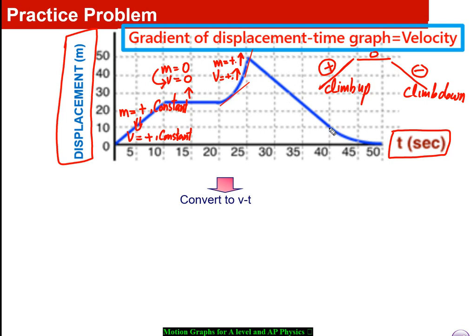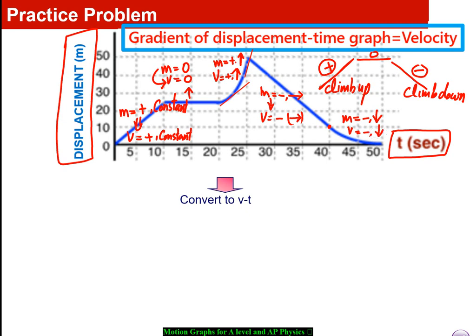Now the next part, you can see that until here this is a straight line. So first, what is the gradient of this one? The gradient is negative and constant. So how about velocity? The velocity has to be negative and constant. How about the last part? How about the gradient of this one? We can see the gradient is negative and decreasing, so velocity has to be negative and decreasing.